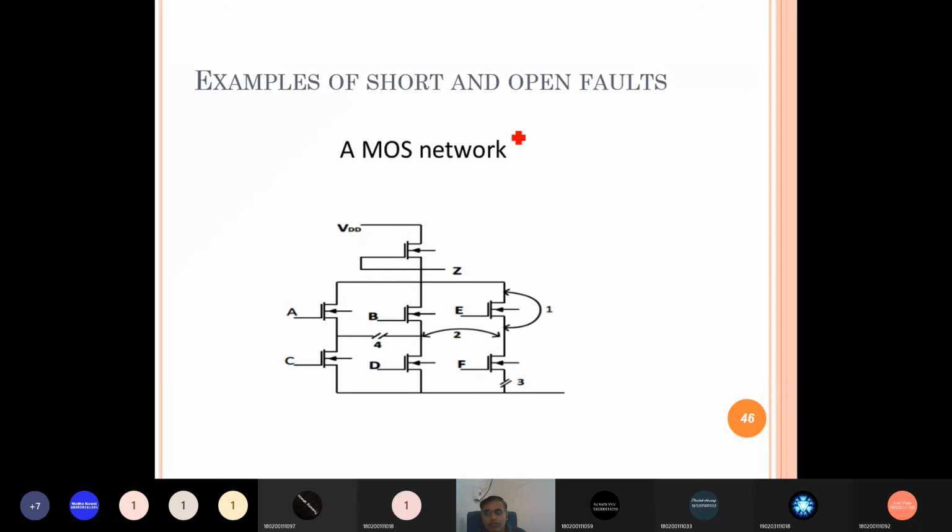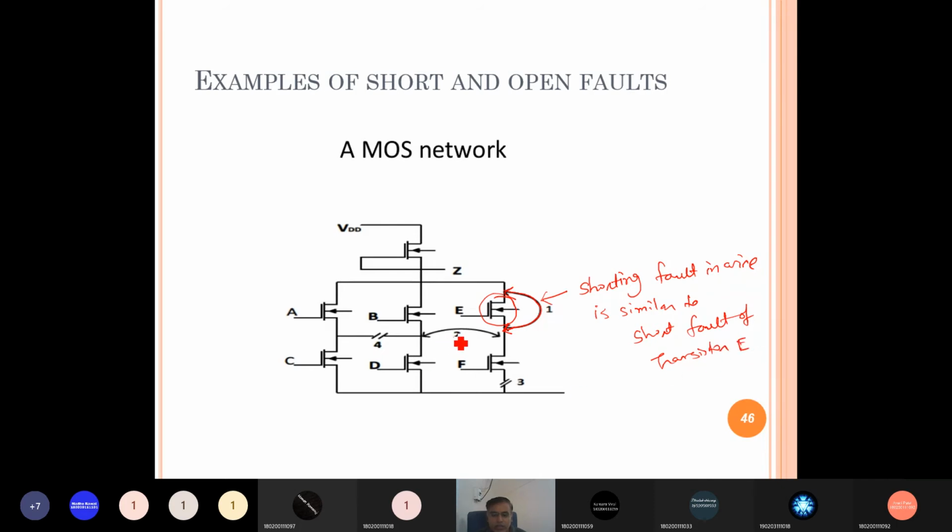So let's take an example here. If we short this wire, it creates a fault similar to the shorting of a transistor. So this shorting fault in a wire is similar to the short fault of a transistor. Is it clear?